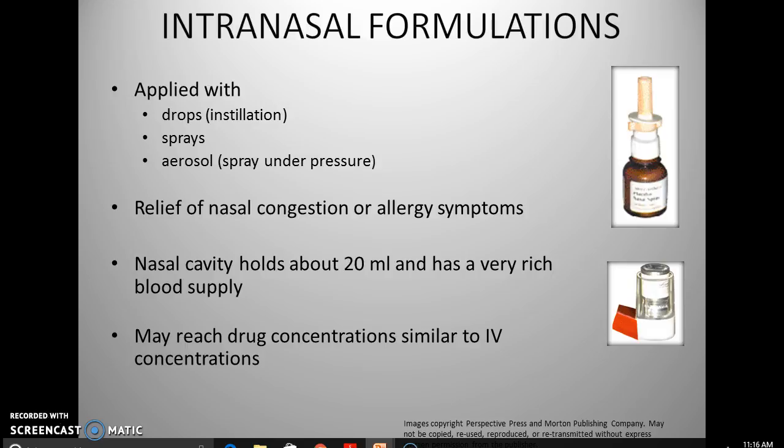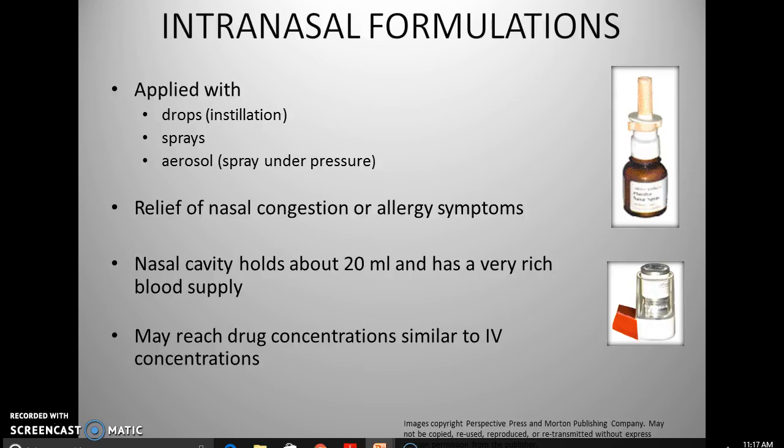There are many different types of reasons why an intranasal formulation would be best. For example, nasal congestion and allergic reaction symptoms. Many times there are medications that take care of nasal congestion. They can be a liquid that may be part of a cough medicine per se, but it takes a long time before it gets back to the nose and takes care of the situation. And so something that's sprayed directly into the nose can be more effective. The nasal cavity holds about 20 milliliters and has a very rich blood supply.